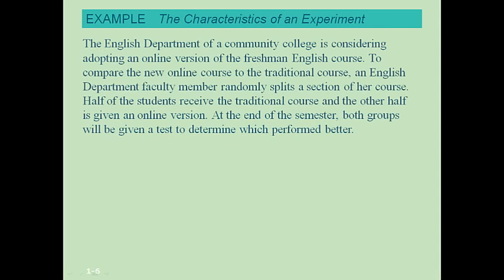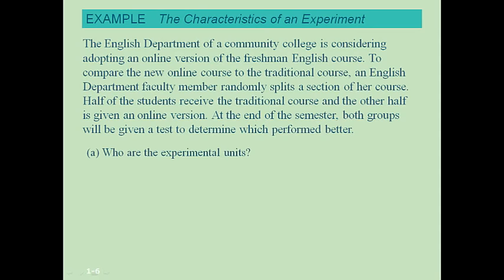So let's look at an example. The English department of a community college is considering adopting an online version of the freshman English course. To compare the new online course to the traditional course, a faculty member randomly splits a section of her course. Half the students receive the traditional and the other half is given online. At the end, both groups will be given a test to determine which performed better.